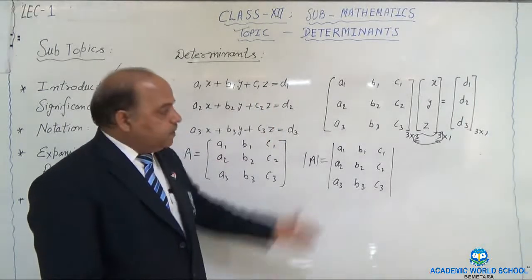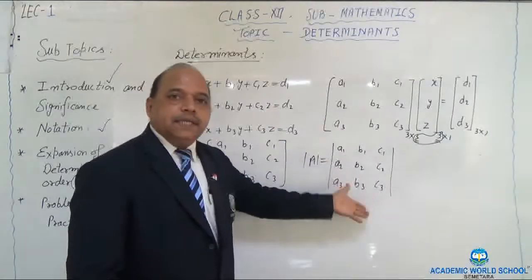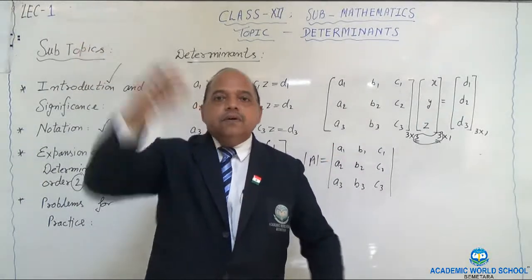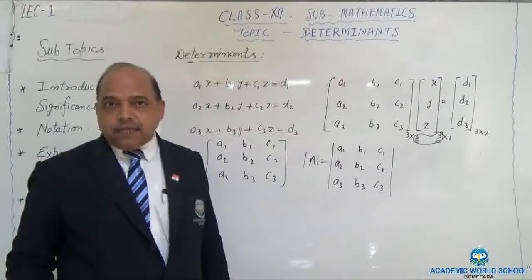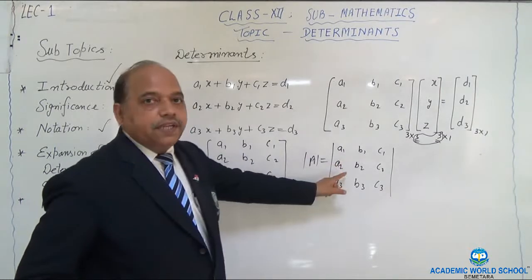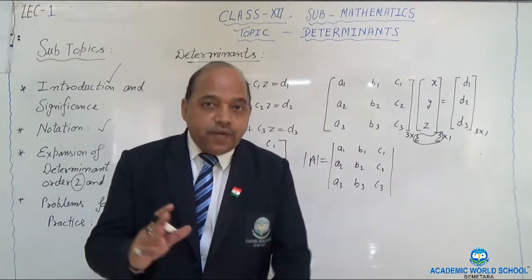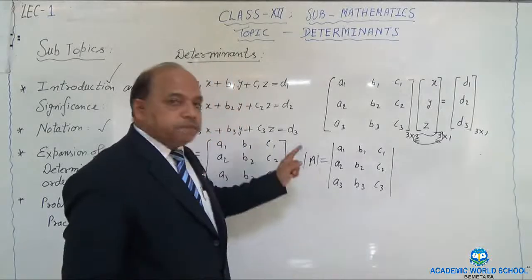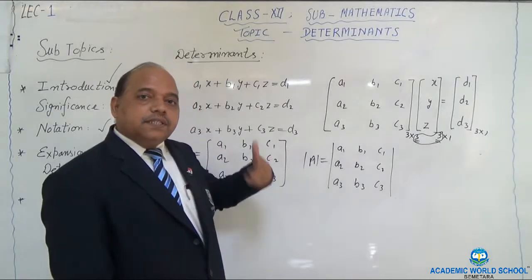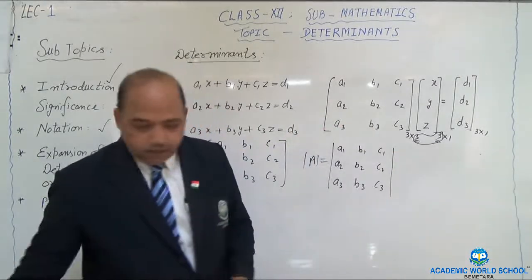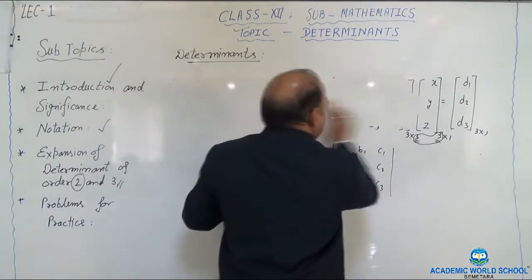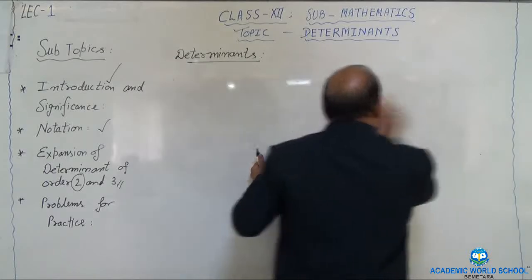Now the question is how to proceed, how to expand this. This is 3 cross 3. In 2 cross 2, we simply multiplied in a cross direction and we got the answer. But how do we solve this one? So hold on for a minute. We are going to expand, and this is where you have to have patience. Learn this expansion of a 3 cross 3 determinant very carefully. Why? Because this is what we are going to apply. So let's see how to expand a 3 cross 3 determinant.